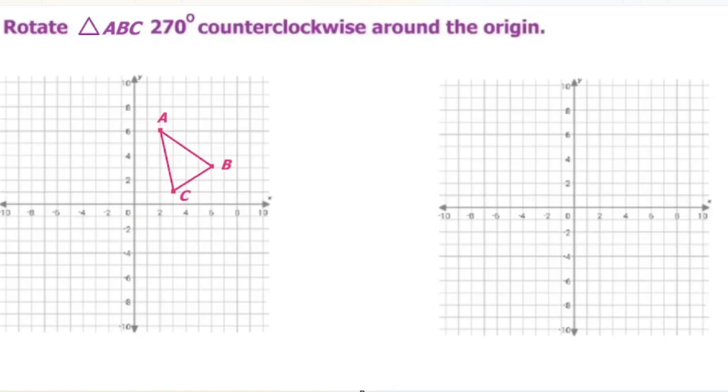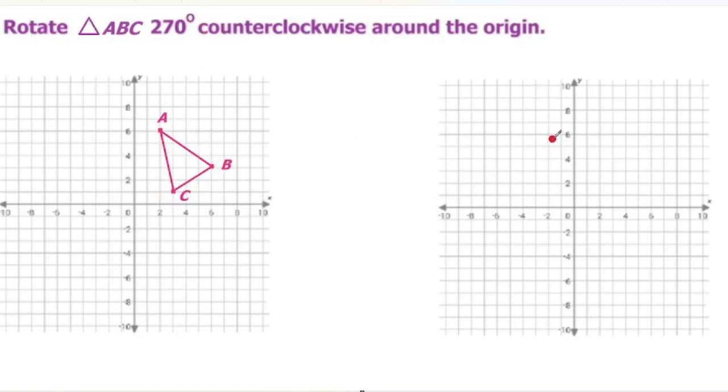In this video, I'm going to teach you how to rotate something counterclockwise around the origin. So stick around for all the tricks. There's a few of them. So if we have a problem like this that says rotate triangle ABC 270 degrees counterclockwise around the origin.